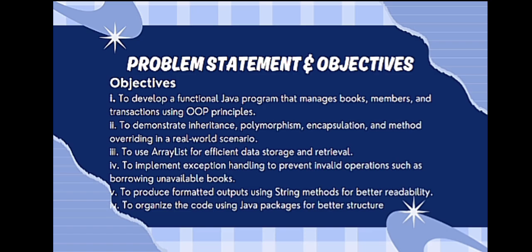For the objectives: first, to develop a functional Java program that manages books, members, and transactions using OOP principles. Second, to demonstrate inheritance, polymorphism, encapsulation, and method overriding in a real-world scenario. Third, to use ArrayLists for efficient data storage and retrieval. Fourth, to implement exception handling to prevent invalid operations such as borrowing unavailable books. Fifth, to produce formatted output using string methods for better readability. Sixth, to organize the code using Java packages for better structure.